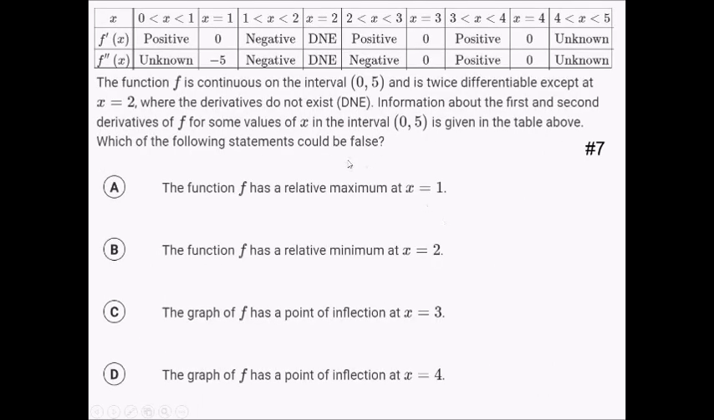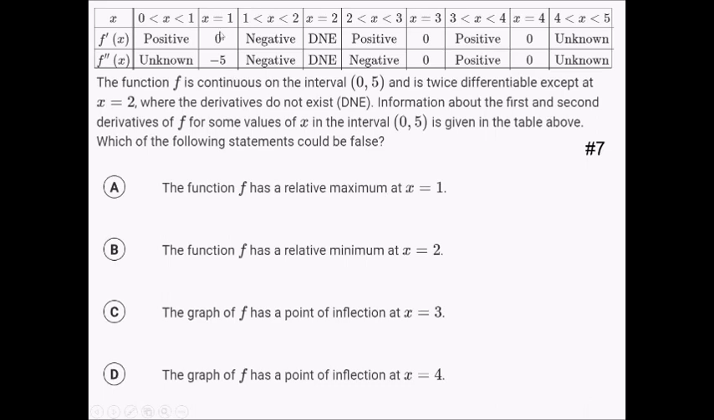For this problem, we're given this function f, which we're told is continuous and twice differentiable, except at exactly x equals 2. And we're asked, based off of this table of derivatives and x values, we want to know which of these statements could be false. So we're going to look at each of these and see which ones we can eliminate. So statement 1, f has a relative max at x equals 1. So let's look at what's happening at x equals 1.